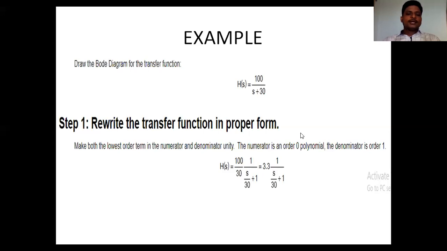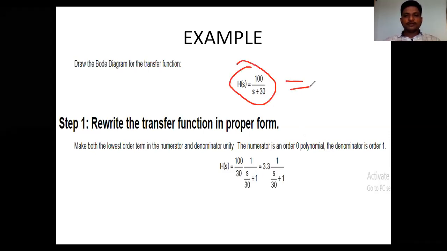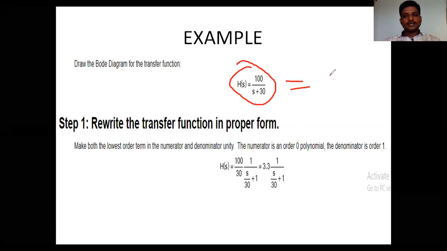So draw the Bode diagram for the transfer function. Here the transfer function is given as H(s) equal to 100 by s plus 30. Here you can calculate two terms. 100 is a constant, so the slope of 100 will be 0. And you have another term, that is 1 by s plus 30.